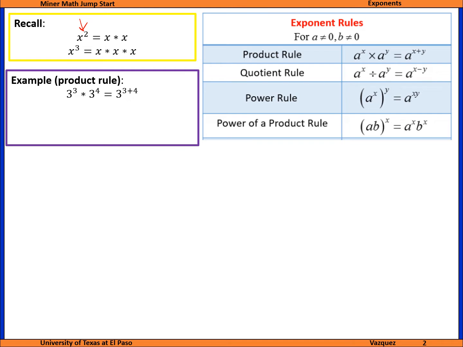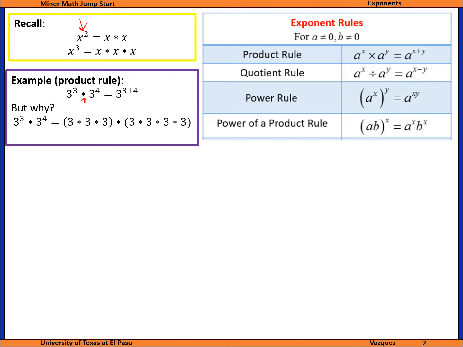The product rule, here we have 3 to the third power, or 3 cubed, times 3 to the fourth power. And our product rule is telling us if we're multiplying with the same base, then you can add the exponents, meaning 3 to the power of 3 plus 4. And well, 3 plus 4 gives us 7. But why? Why does that happen? Why does this rule exist? Or how do we know it's a valid rule?